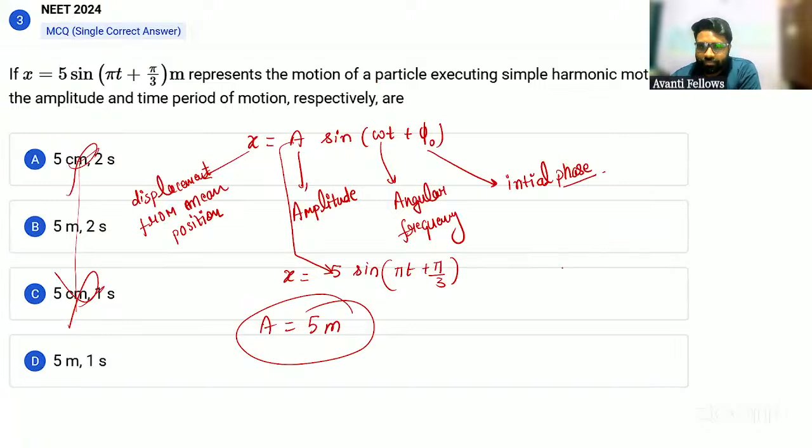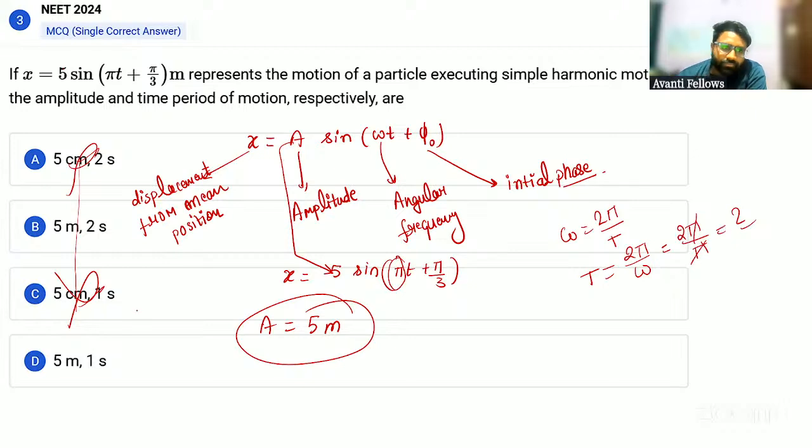So in this you have to check with time period. Now we know that omega is equals to what? 2 pi by T. So T is also 2 pi by omega. Now in place of omega what is written? Pi is written. So 2 pi by pi, which is 2. So 5 and 2, which means option B is the correct one. Clear? Everyone, is it clear to you?